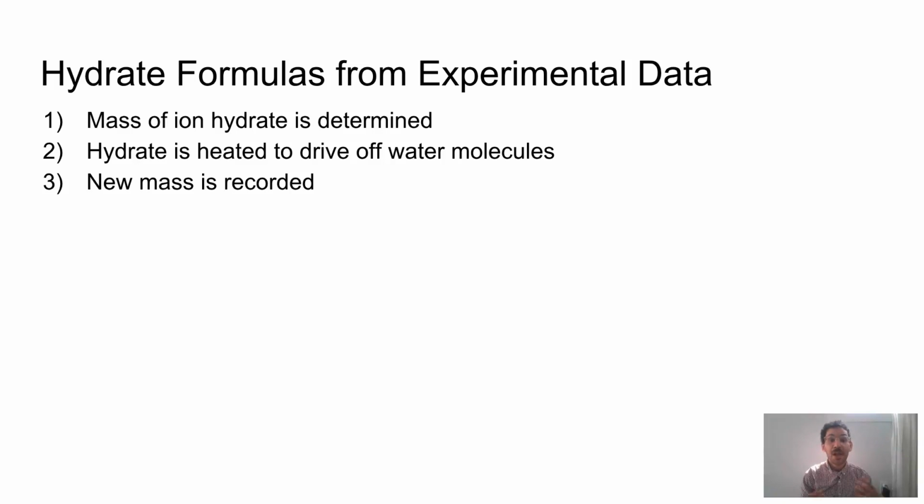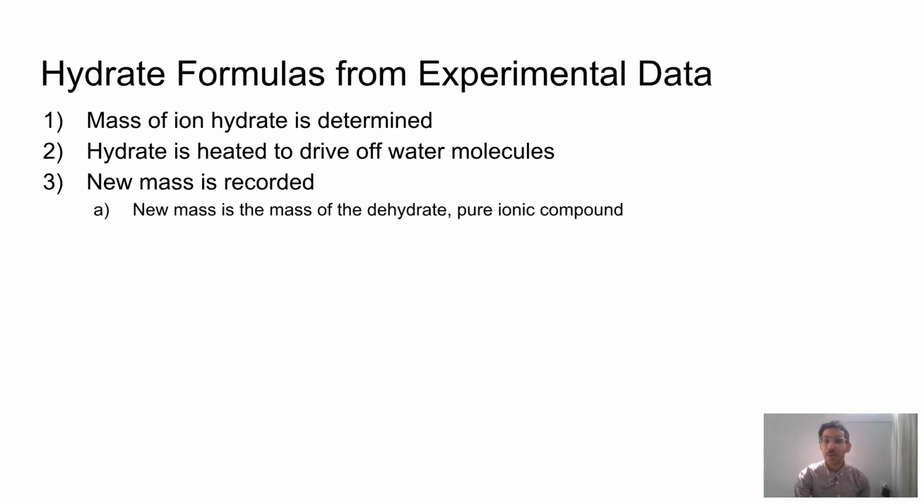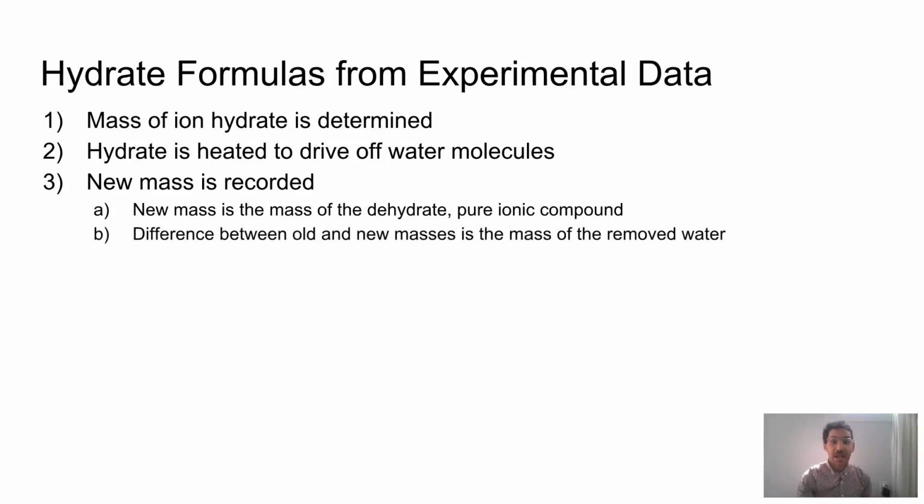I'm going to take the mass of that dehydrated salt, which will be a pure ionic compound at this point, with no more water attached to it. The difference between the mass of the dehydrated salt and the mass of the ionic hydrate is going to be the mass of water. So the change in mass will be all water.